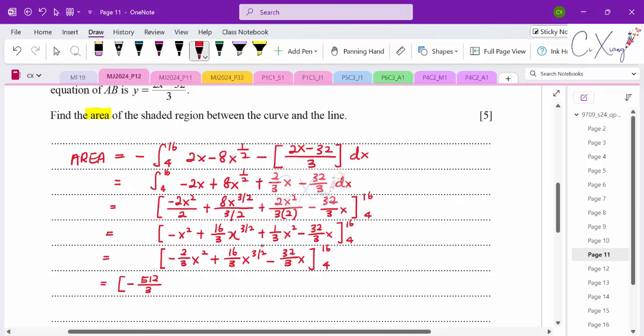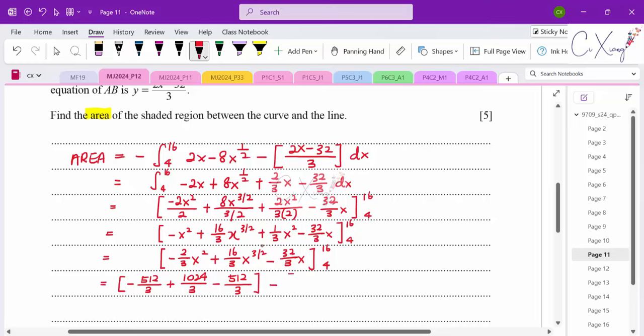Okay, substitute 16 into this one. So square root 16 means 4. 4 power 3 times 16 divided by 3, you'll be having 1024 over 3. Substitute 16 into this particular term here, you will have negative 512 over 3. Okay, done substituting the first value.